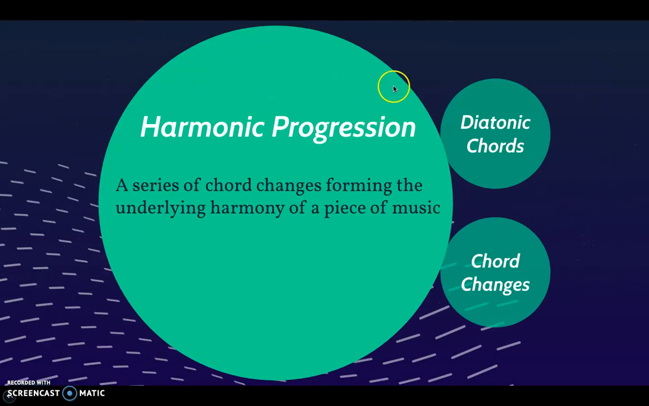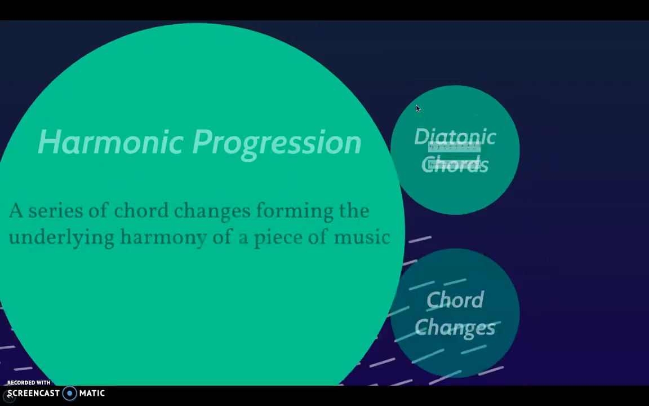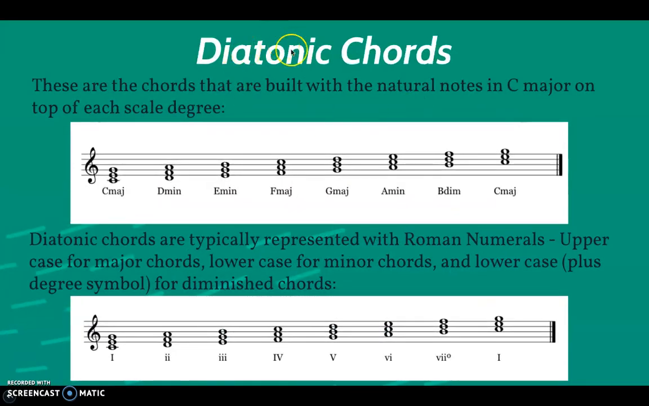Now that we know a little bit about chords, let's talk about how to create harmonic progression. A harmonic progression is a series of chord changes forming the underlying harmony of a piece of music. Diatonic chords are chords that are built with the natural notes in the C major scale on top of each scale degree. So here we have a triad built on top of each one of these scale degrees, and they either create major, minor, or diminished chords. Here I will play for you what this progression would sound like.